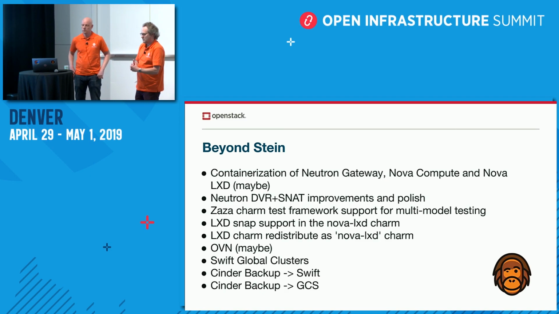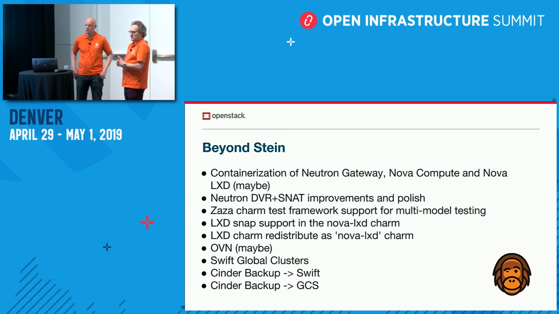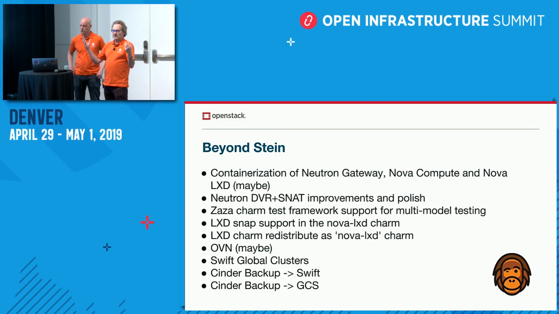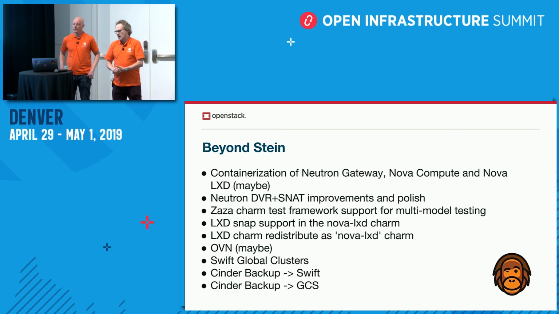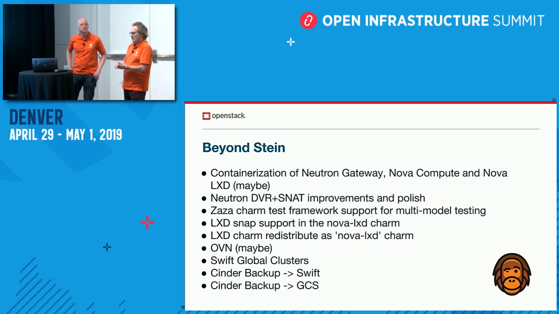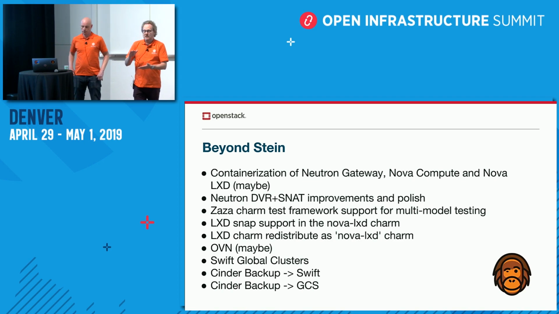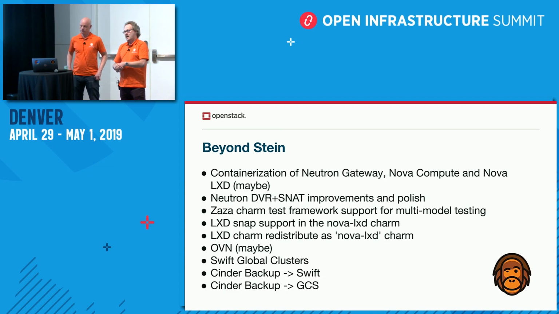We've got some work that's currently in flight around Swift global clusters. So in a similar way to how we're doing cross-site replication in Rados Gateway as of today, this introduces the same feature but for Swift. So having geo clusters and replication between them, for DR purposes. And then a couple of improvements to the Cinder backup stack. We already support Cinder backup with a separate Ceph cluster, but we're also looking to provide support for backing up to Swift and for backing up to Google Cloud Storage as part of our roadmap for the next 6 months.